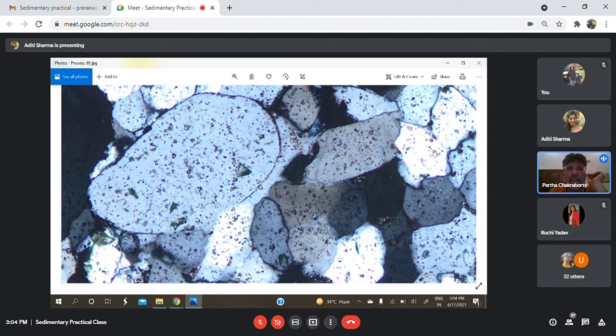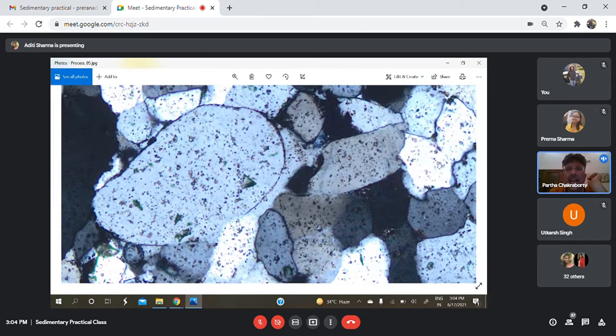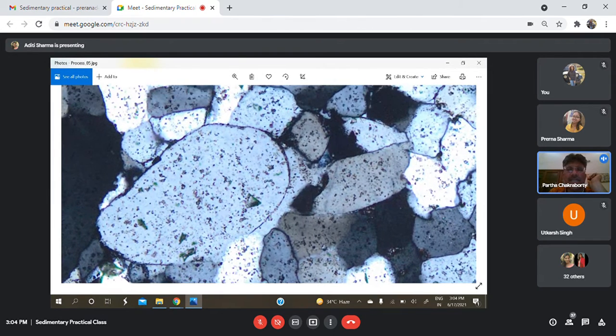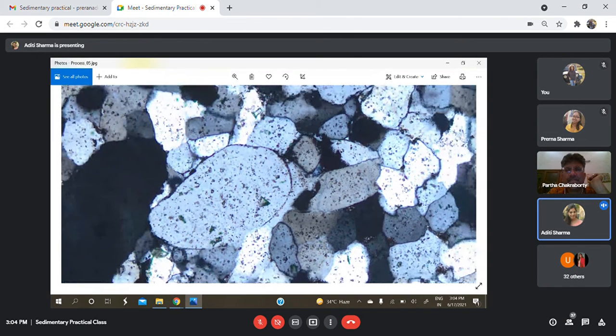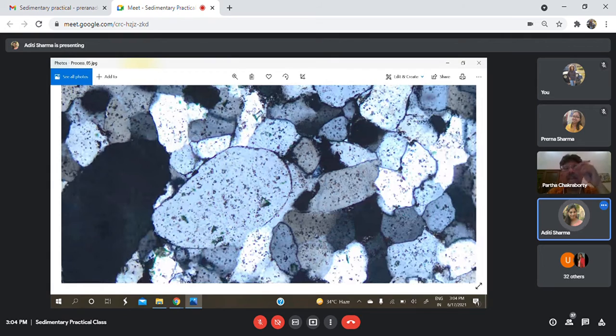Everyone is convinced about the cement, how we identify the cement? So this is actually the silica cement, and the grains are cemented with one another by those. Okay, so shall I move to the next image?